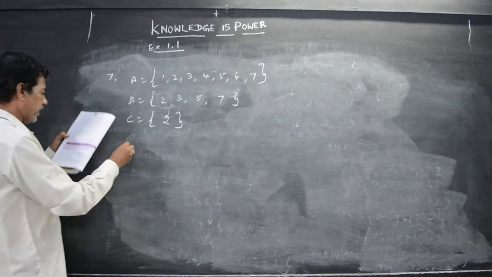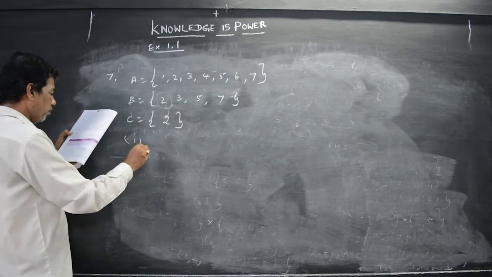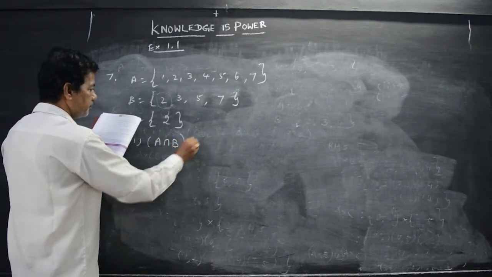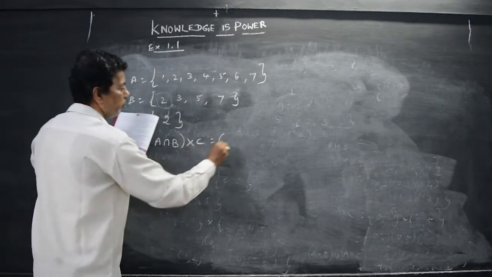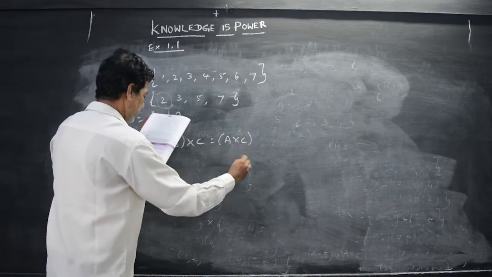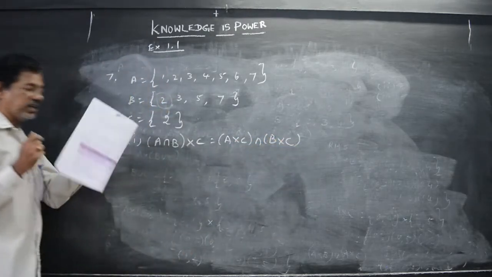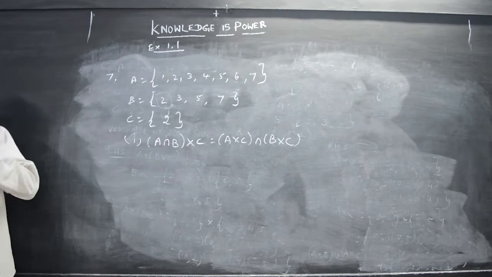Now we have to follow the sums. I will do the first one. The balance you do by seeing the textbook. A cross C intersection B cross C. Last sum, see the textbook page number 6.